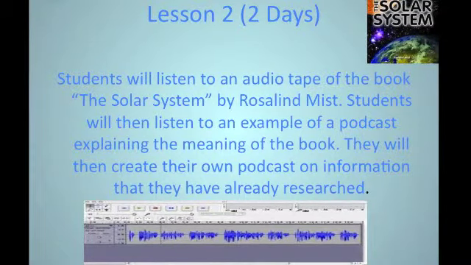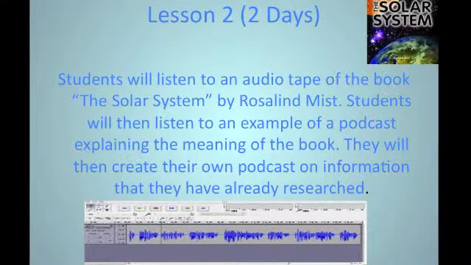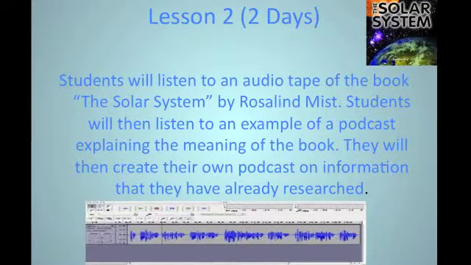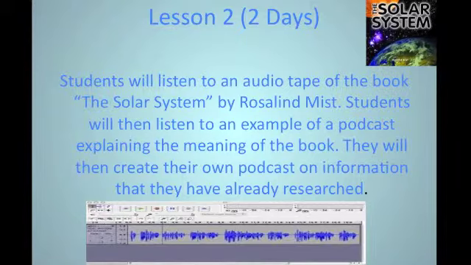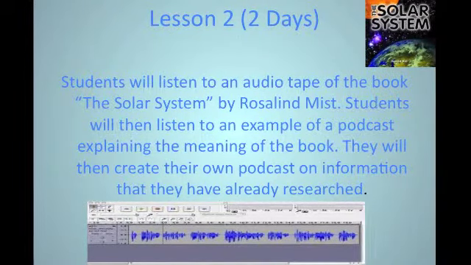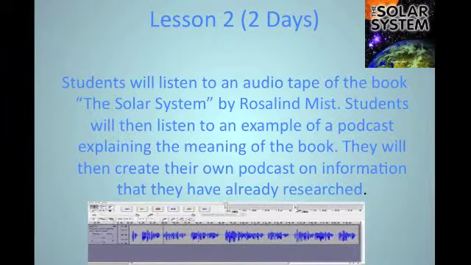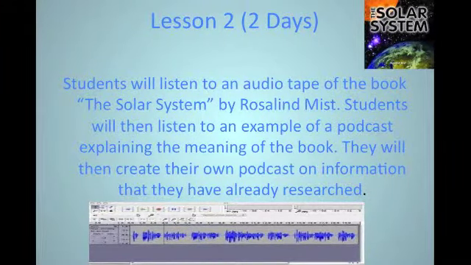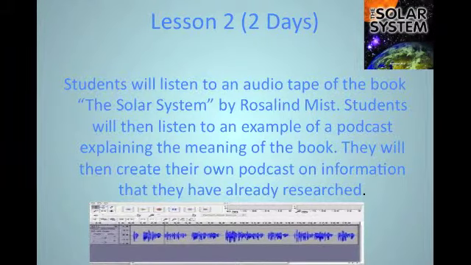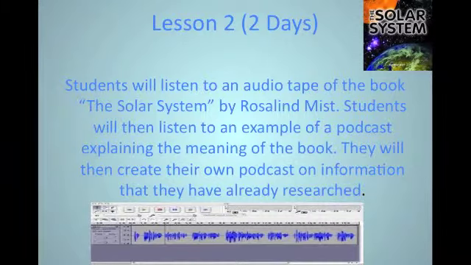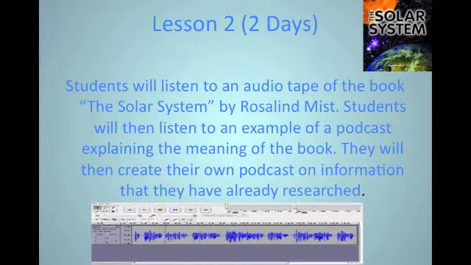The podcast that the students will be listening to is titled The Solar System, and it is giving the students a quick 1-minute overview of the book they had just heard. On day 2, the students will then use GarageBand to record their own podcast. The podcast will only be about 1 to 2 minutes. The students will be required to use information that they have learned from their online journal and what they have learned from this audiobook. This lesson is geared towards verbal and linguistic learners.